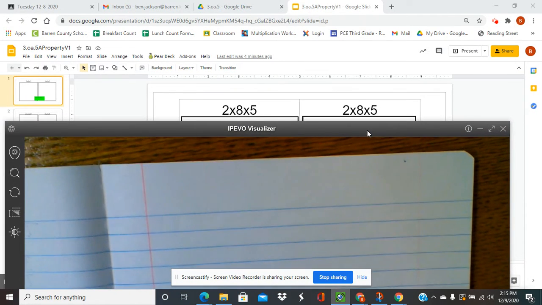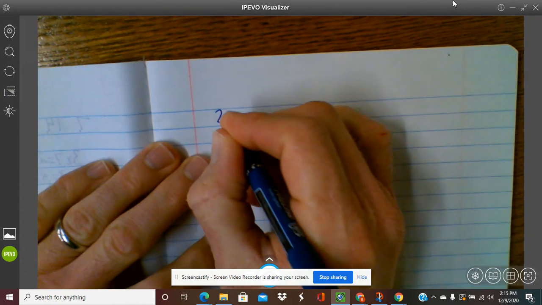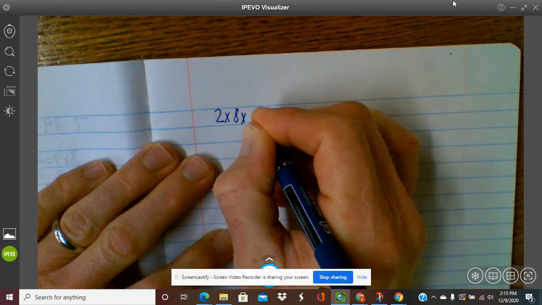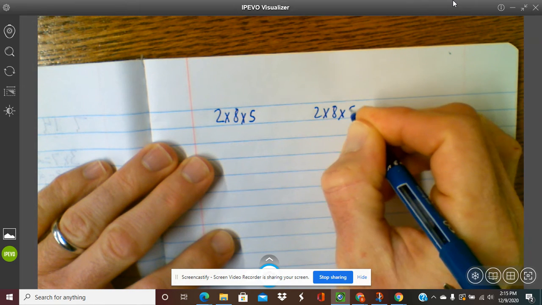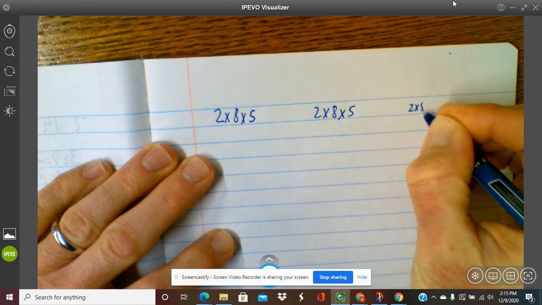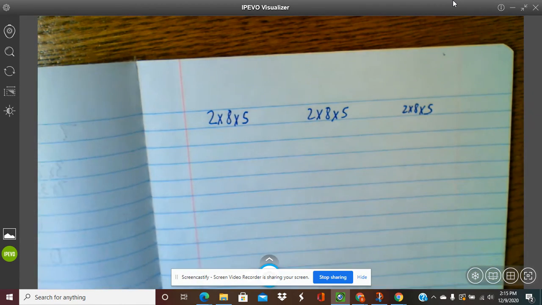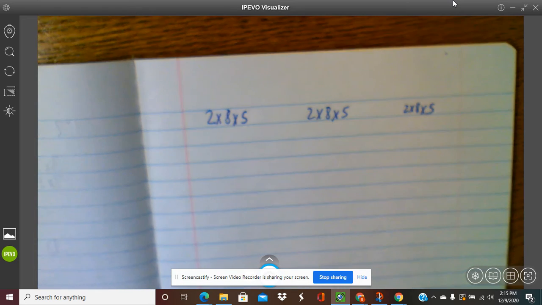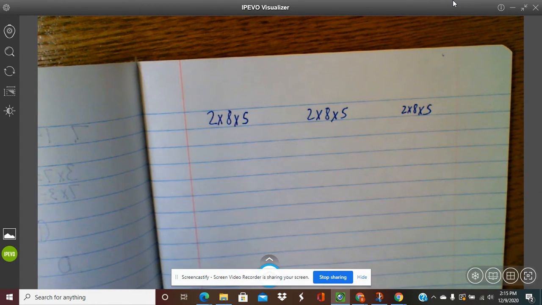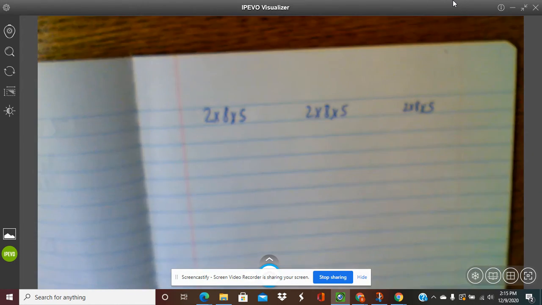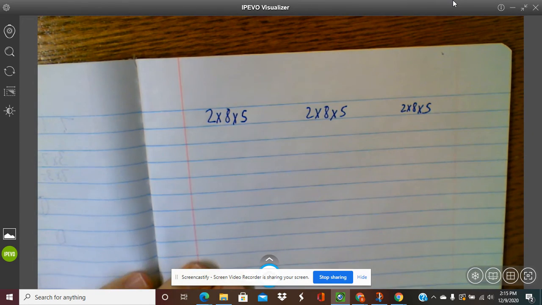So 2 times 8 times 5. I'm going to write that here, and I want to write it 3 times. You may say, why did you write it 3 times? Well, there are 3 different ways that I can go about solving this problem. You have to think about this strategically. If you do a little bit of thinking ahead, it can help you to be successful. So let's just get started.